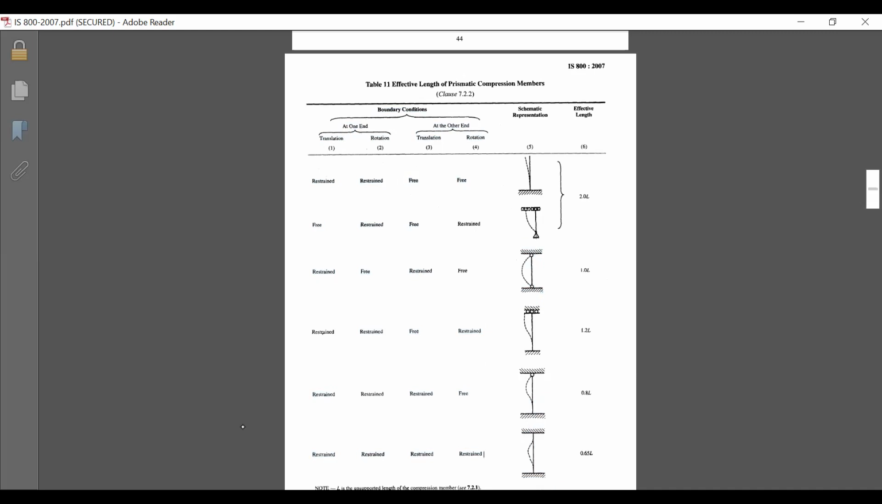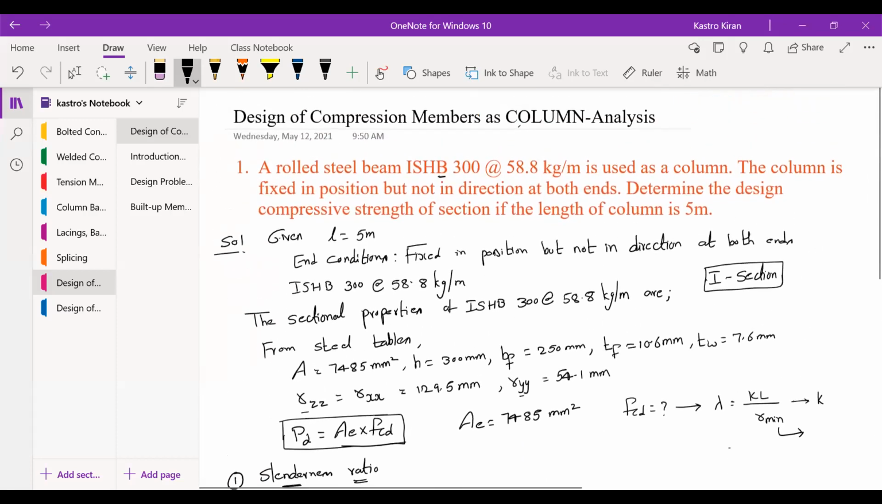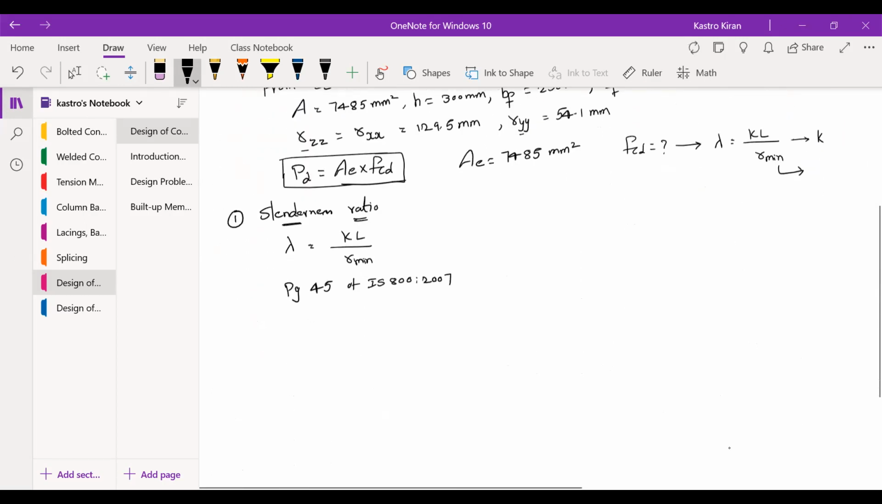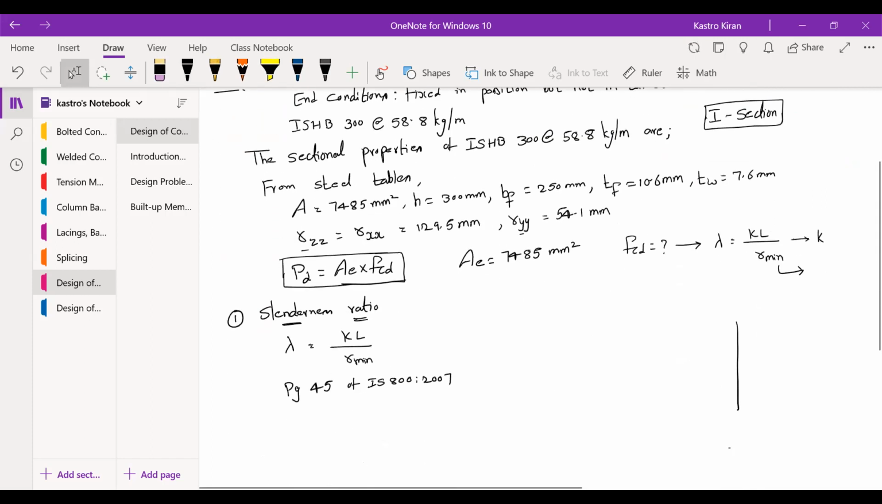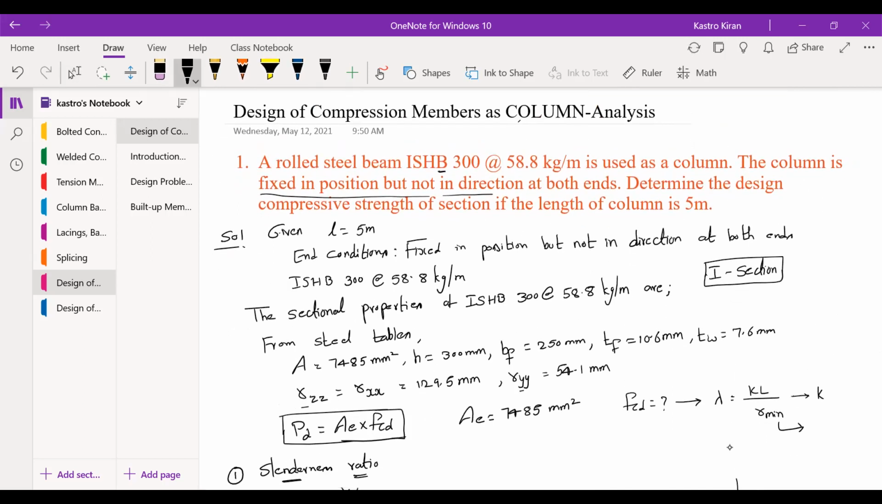Now let's go back to our problem and check what condition is specified in the question. Let's have a quick look. It is specified that the column is fixed in position but not in direction at both ends. That means you have a column section, and it is fixed in position, so it will not move. You are also given one more condition, that is, but not in direction at both the ends.